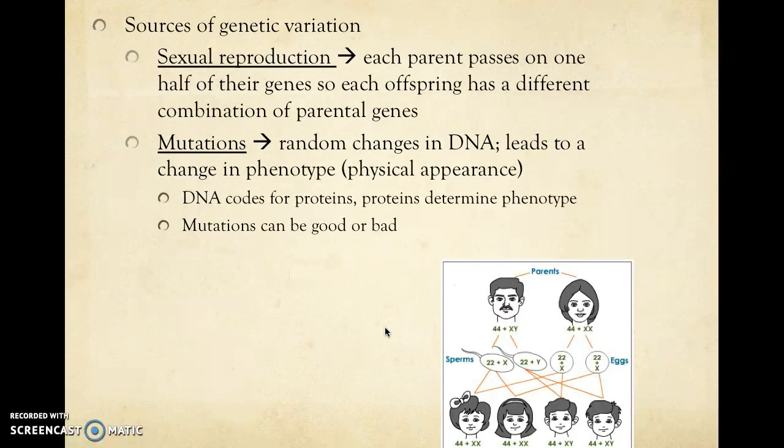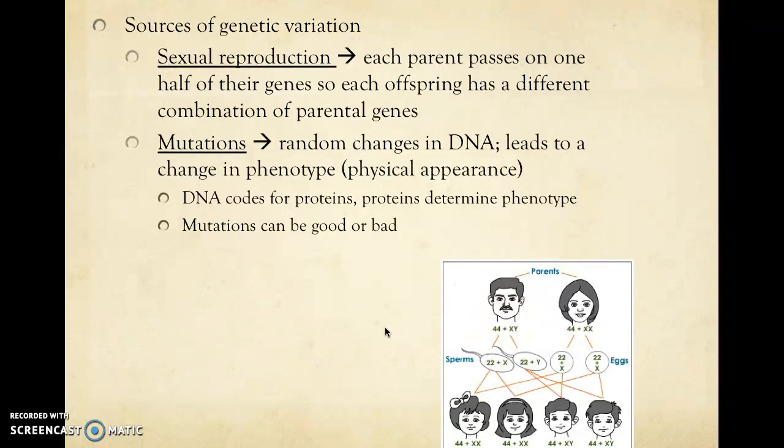Now, when we talk about the differences between us, the sources of genetic variation, there are two main ways we get this variation. The first way is through sexual reproduction. Now, think about it. You do not look exactly like your father or your mother, because you have half of your dad's alleles and half of your mom's alleles. So this means that you are a completely unique individual, unless of course you're an identical twin. So sexual reproduction ensures that each individual in a population is a little bit different than every other individual.